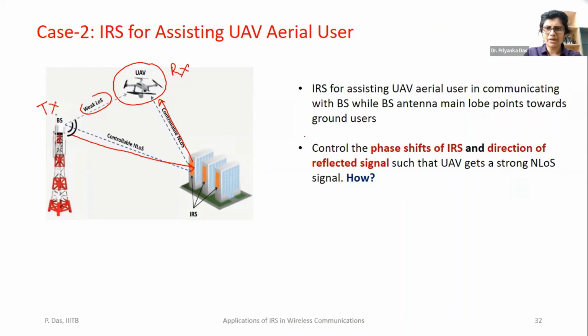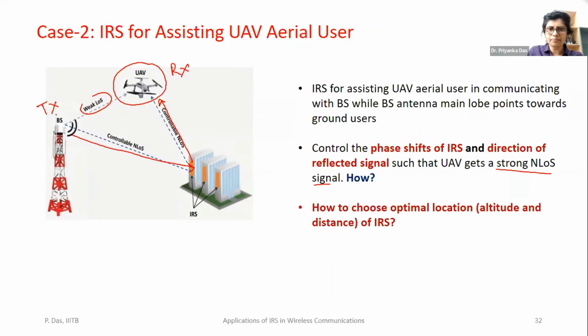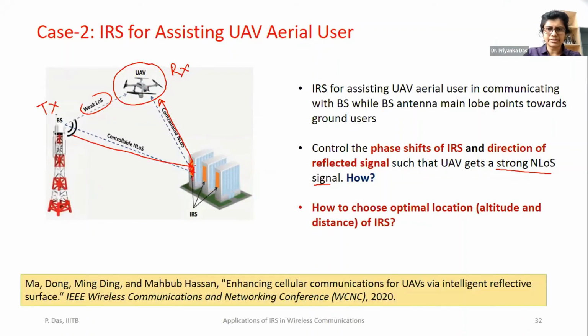So the problem is to control the phase shift of the IRS and the directions of the reflected signal such that the UAV gets a strong non-line of sight signal. Also the problem is where do I place my IRS, at what distance apart, on what building, and at what altitude. What is the altitude of the UAV? A lot of other things are going to matter here.